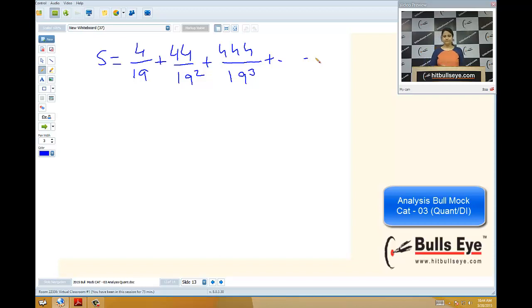You can apply the method we will discuss now, but you have to check one thing. In the denominator there should always be a GP, and in the numerator there should be a pattern. This pattern can be anything. It can be an AP, or this kind of thing, 4, 44, 444, etc. Now what is the technique? Multiply the complete series with the common ratio. What is the common ratio in this case? It will be 1 by 19, because there is a GP in the denominator. I'm multiplying the complete series by 1 by 19.